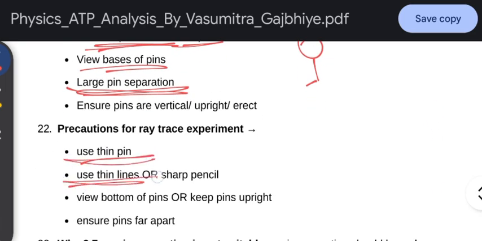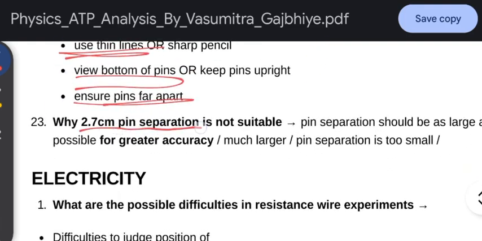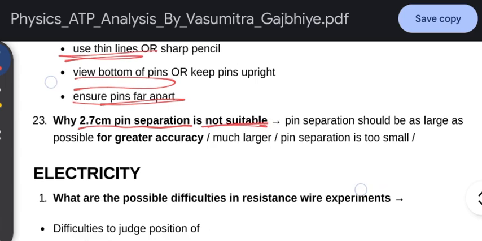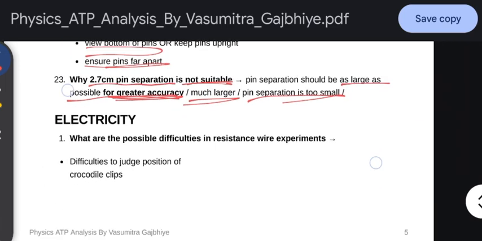Again, use thin lines, bottom of the pins, ensure pins are far apart. Okay, now the next one, explain why 2.7 centimeter pin separation is not suitable. The reason is that it's too small. It should be as large as possible for greater accuracy, and it should be much larger, of course.